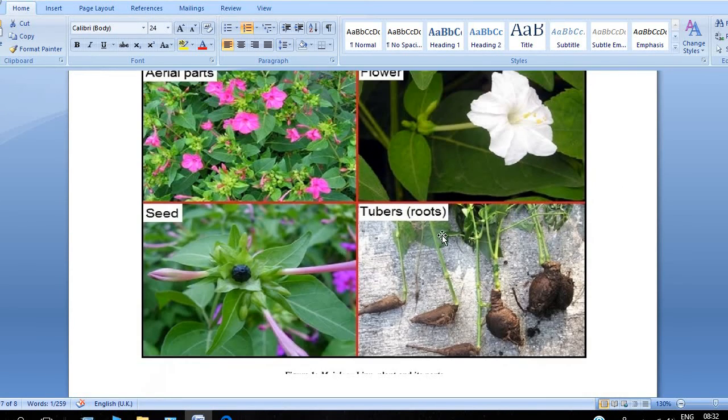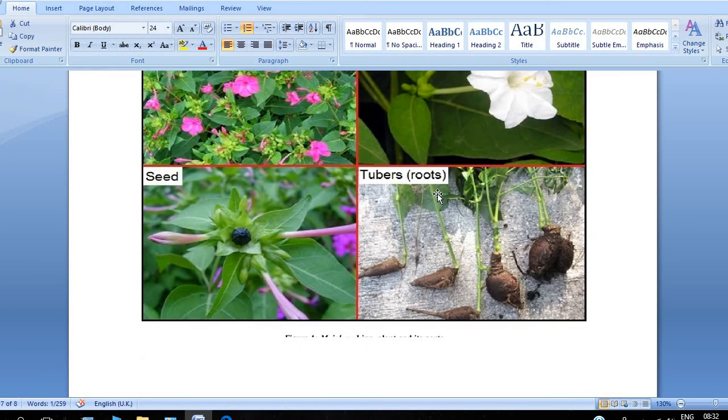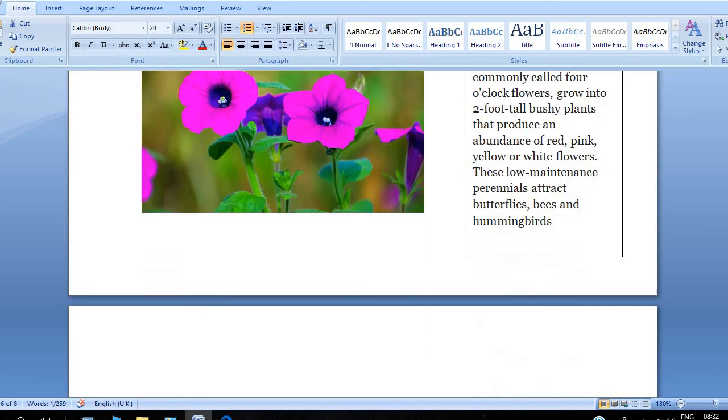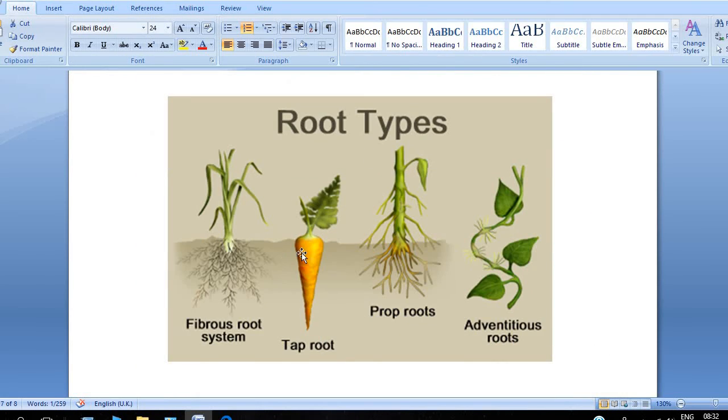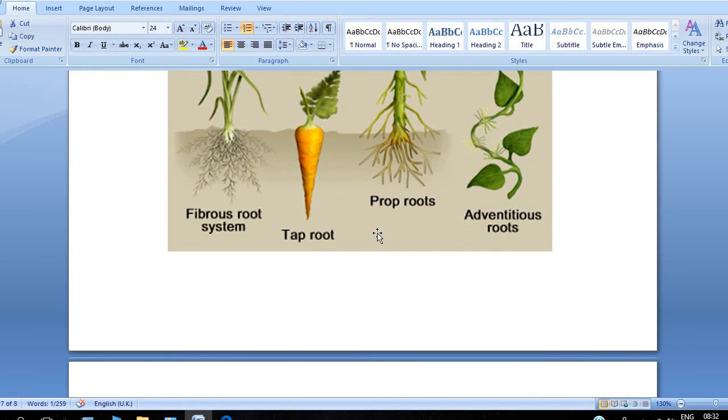So these are the tuber roots, and look, there is no particular shape. After seeding, you will see the seed, and after this there is the aerial part, and it looks like a flower. So these are the four roots. The root types are fibrous root system, tap root, prop roots, and adventitious root. We will discuss the adventitious root and prop root later.